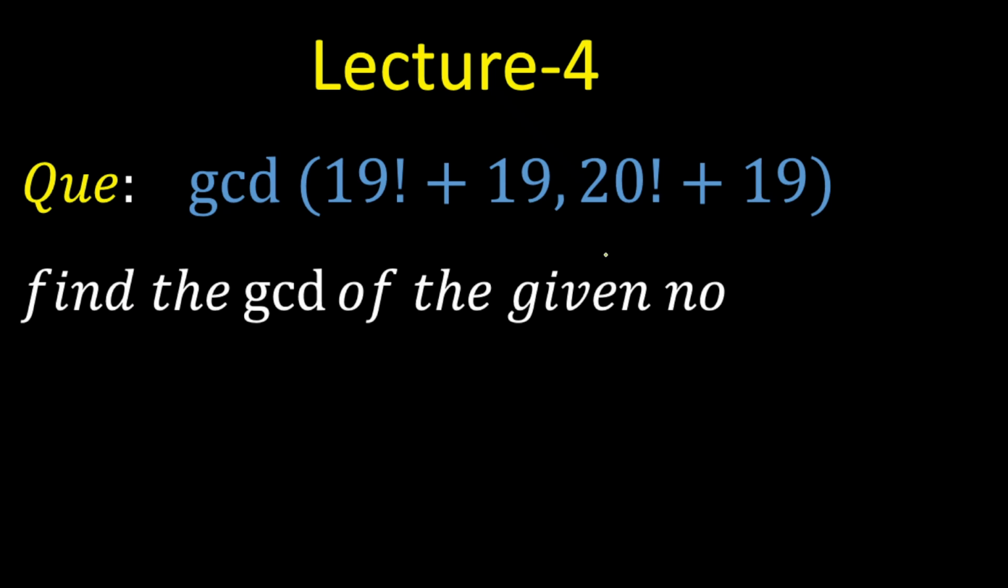So today I'm going to solve not a difficult but a tricky problem based on GCD. GCD stands for greatest common divisor. The question is we have to find the GCD of given two numbers. The first number is 19 factorial plus 19. Next is 20 factorial plus 19. Now if we simply calculate the number, you'll go nuts here because 19 factorial and 20 factorial are pretty big numbers. So we need to generalize something.